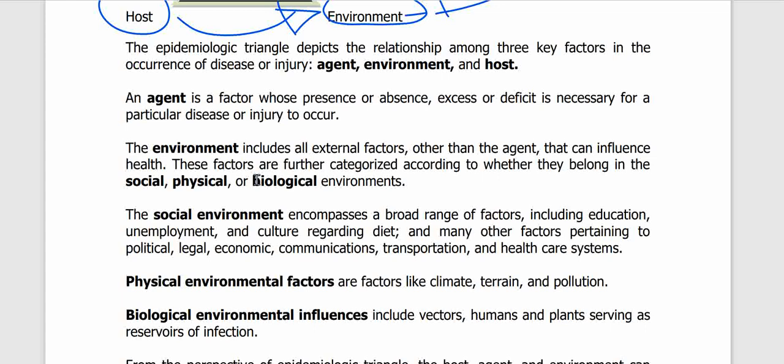And then the environment includes all the external factors other than the agents that can influence health. These factors are further categorized according to whether they belong in the social, physical, or biological environments. So the social environment encompasses a broad range of factors, including education, unemployment, and cultures regarding diet, and many other factors pertaining to political, legal, economic, communications, transportation, and healthcare services.